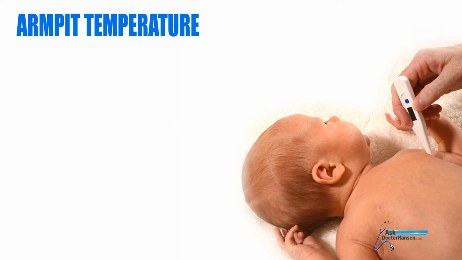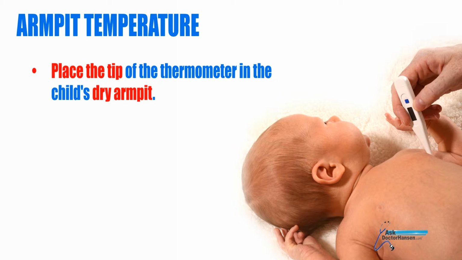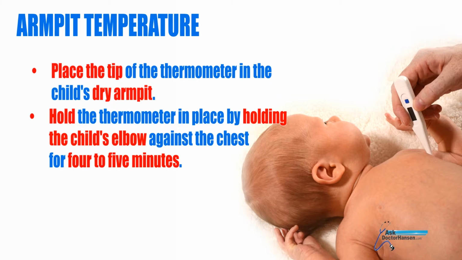For armpit temperatures, place the tip of the thermometer in the child's dry armpit. Hold the thermometer in place by holding the child's elbow against the chest for 4 to 5 minutes.